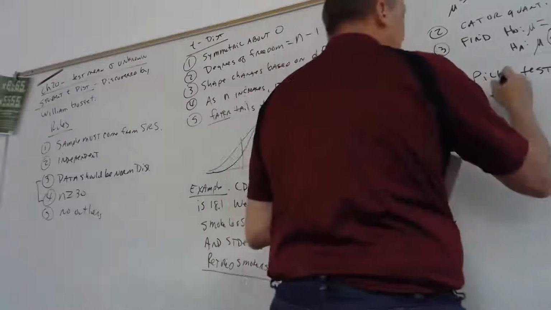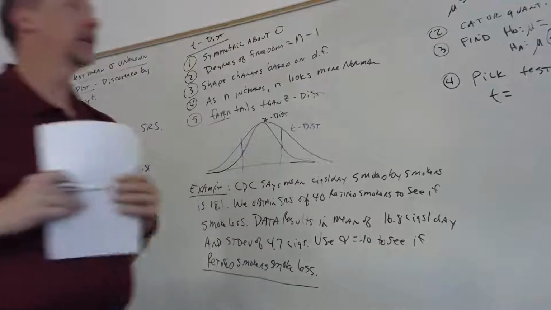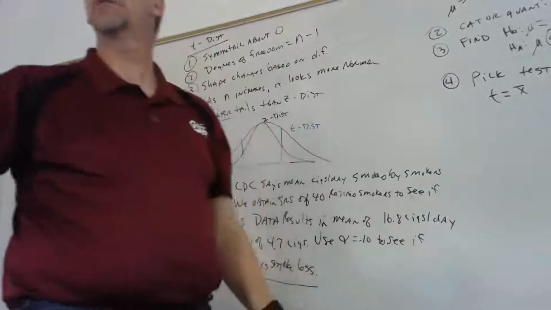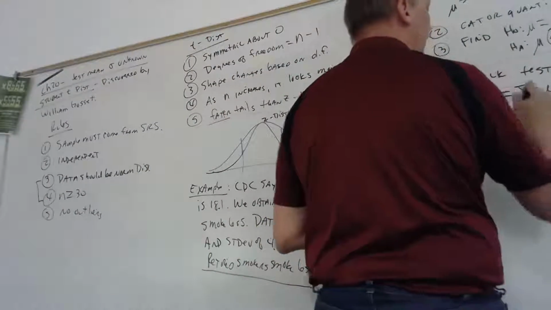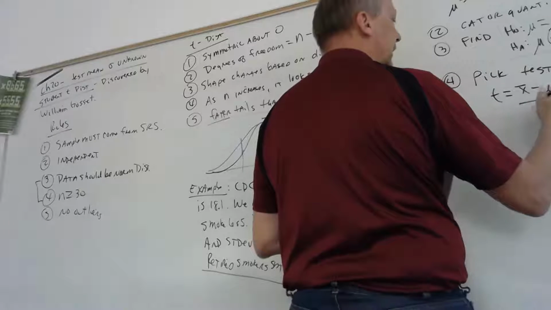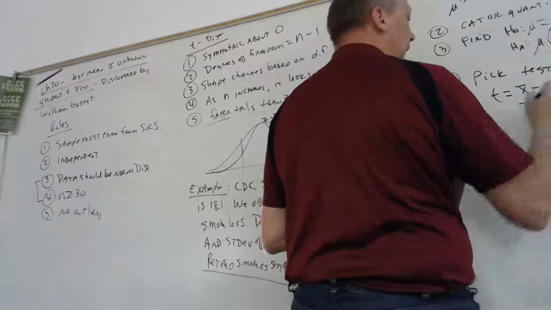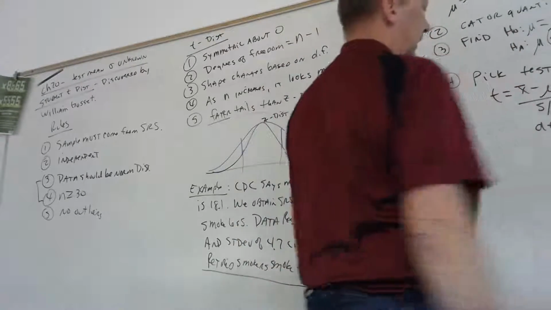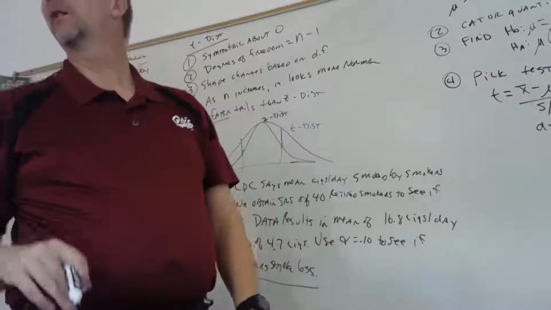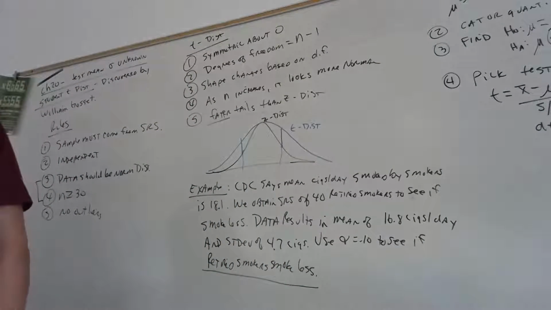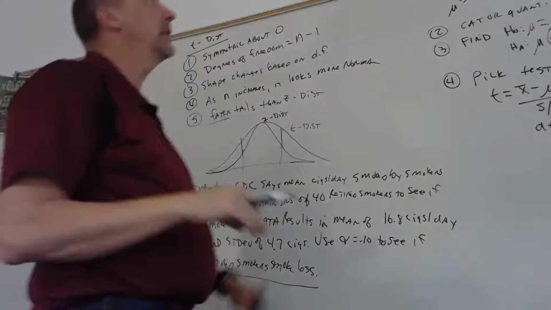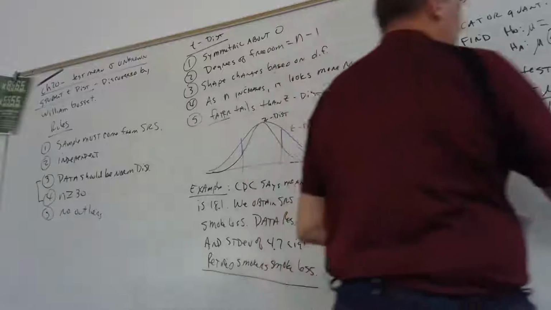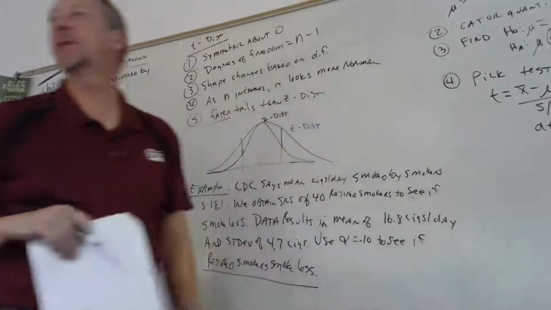Do you remember the equation for the T-test? T equals X bar minus mu, all over S over the square root of n. And by the way, do we know my degrees of freedom? Maybe we should include that up here. Degrees of freedom are n minus 1, and n is 40, so your degrees of freedom are 39. Okay? All right, so we'll do that now.